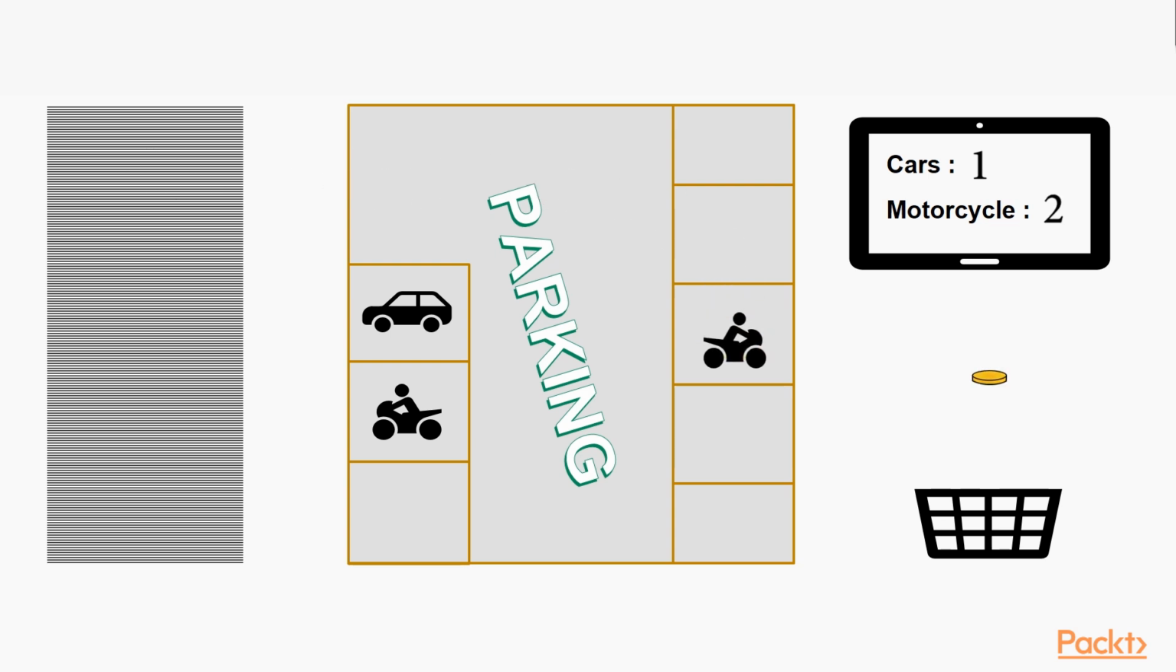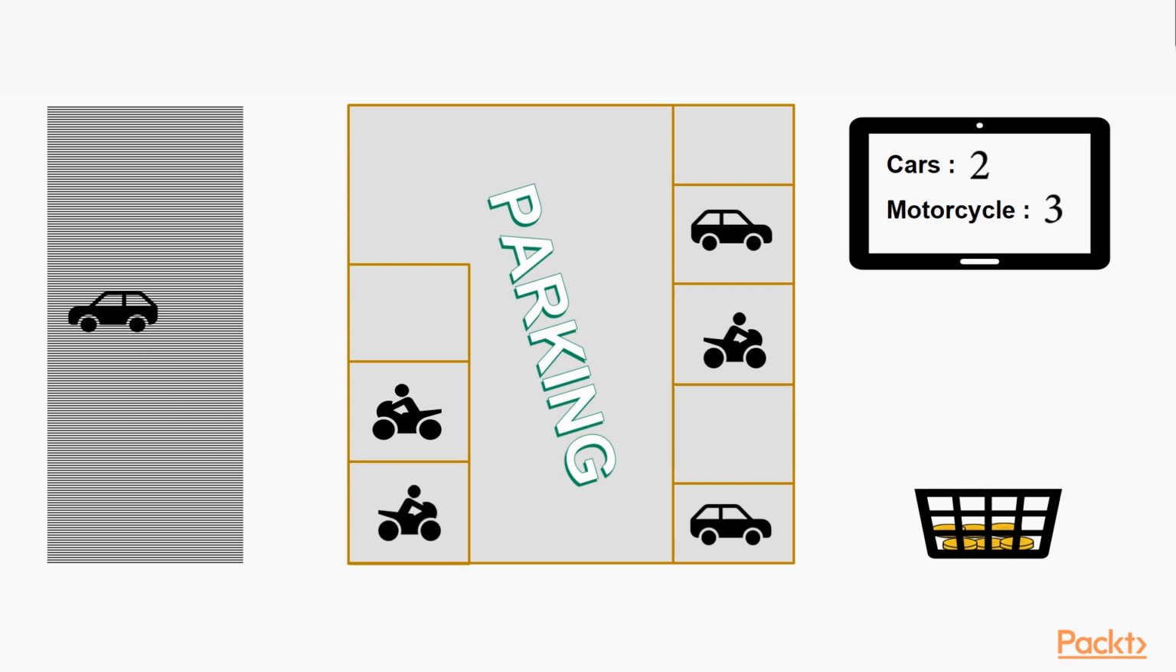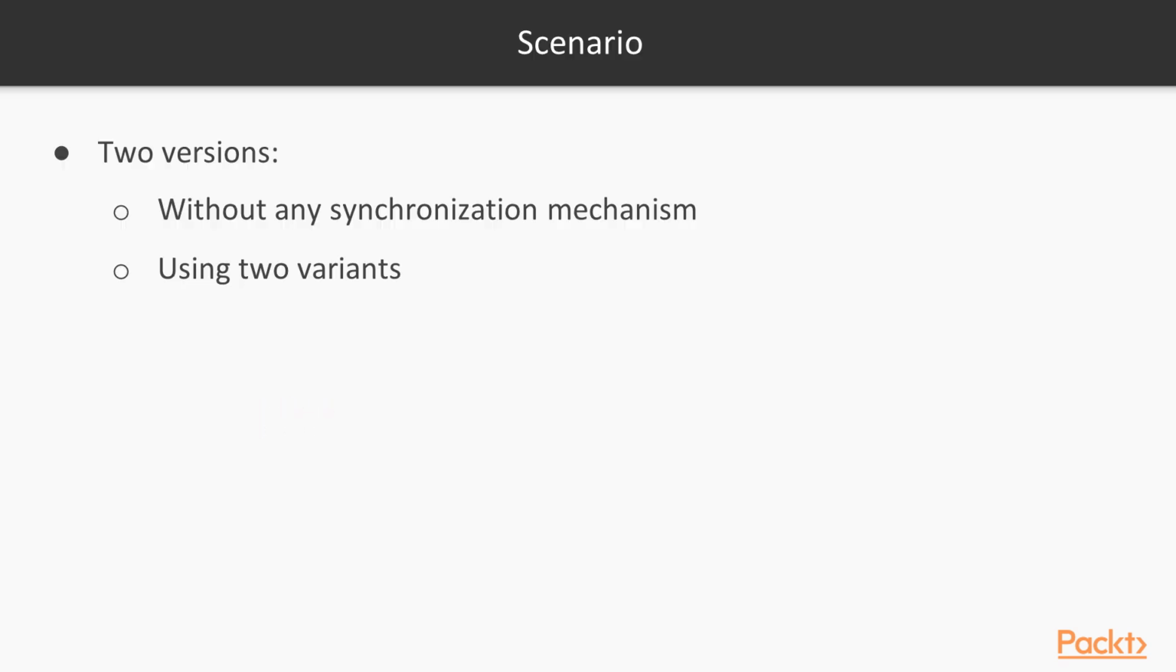Let's try to understand this with an example. Here we're implementing an application simulating a parking area with sensors that detect the scenario. When a car or motorcycle enters or goes out of the parking area, there is an object to store the statistics of the vehicles being parked, and a mechanism to control cash flow. Now we'll implement the scenario in our program with two versions: one without any synchronization mechanisms, and the other that works correctly by using two variants of the synchronized keyword.